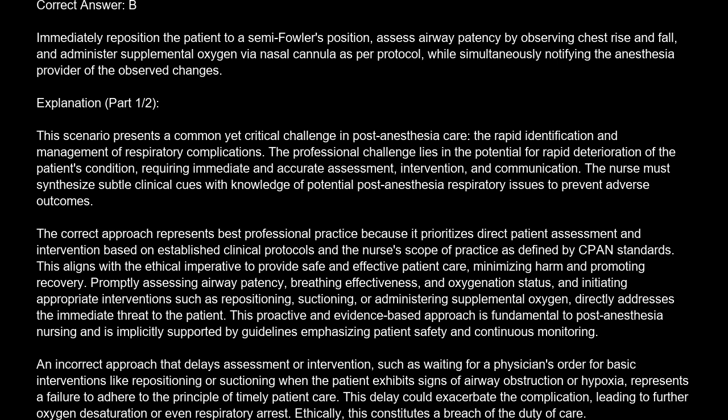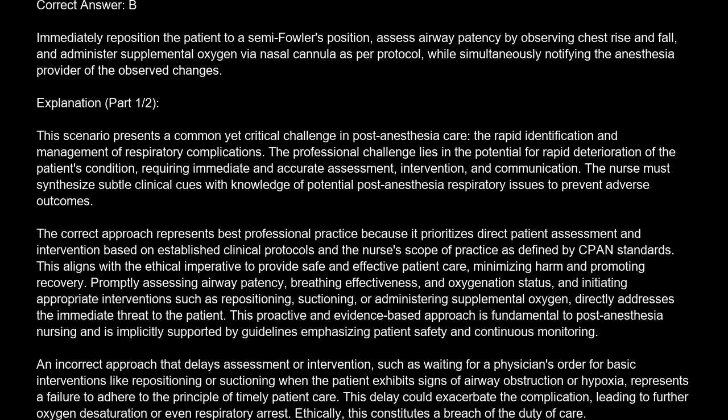The nurse must synthesize subtle clinical cues with knowledge of potential post-anesthesia respiratory issues to prevent adverse outcomes. The correct approach represents best professional practice because it prioritizes direct patient assessment and intervention based on established clinical protocols, and the nurse's scope of practice as defined by CPAN standards. This aligns with the ethical imperative to provide safe and effective patient care, minimizing harm and promoting recovery. Promptly assessing airway patency, breathing effectiveness, and oxygenation status, and initiating appropriate interventions such as repositioning, suctioning, or administering supplemental oxygen directly addresses the immediate threat to the patient.